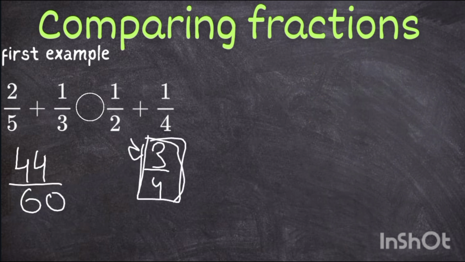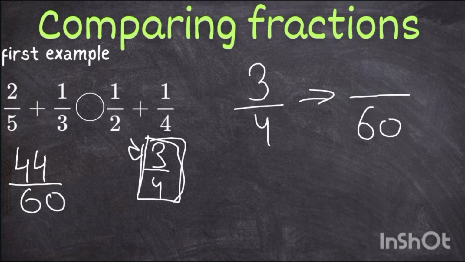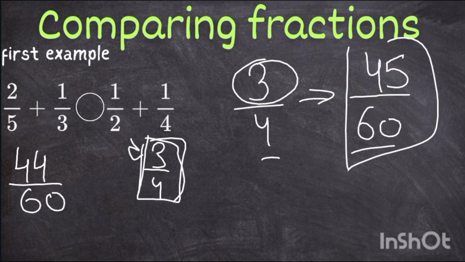Right, now we need to convert our second fraction, which is 3 by 4, with the denominator of 60. Whatever we multiply with 4 to get 60, we need to multiply the same number with our numerator, right? So it means 3 by 4 can be converted to 45 by 60.